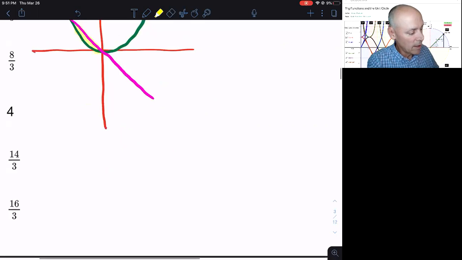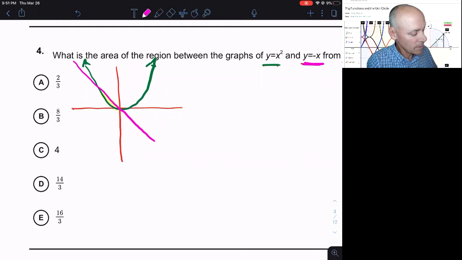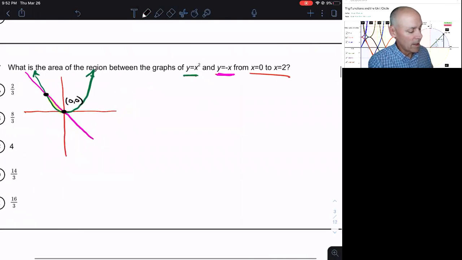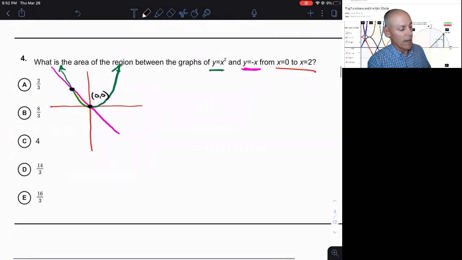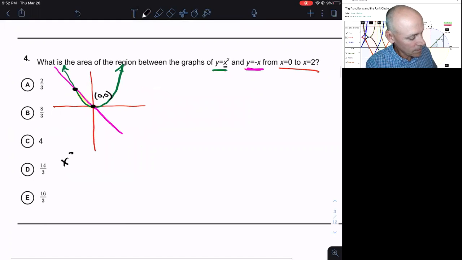Well, I can tell one of those points of intersection is going to be at the origin. So I've got a point there at 0, 0. So that's one point of intersection. Then I have to find this other point of intersection. Then I can build my definite integral. To do that, I'm going to do the same thing I just did. I'm going to set my two equations equal to each other. So my one is x squared is equal to -x.